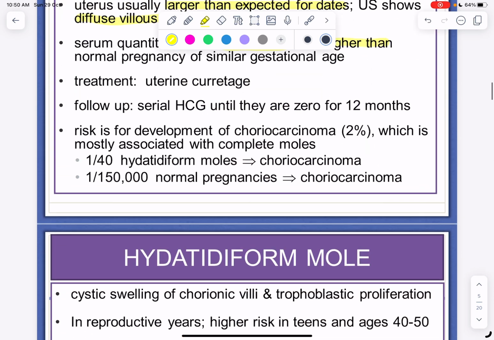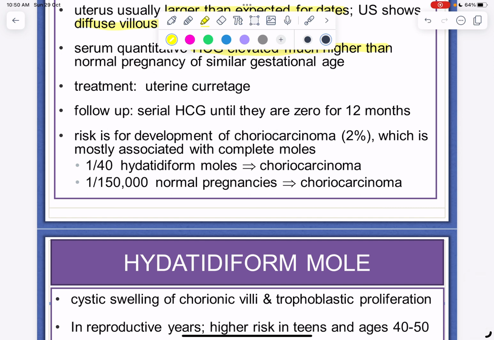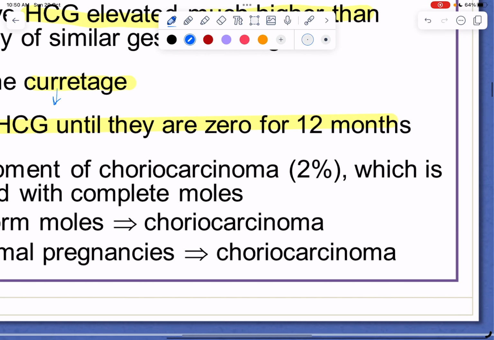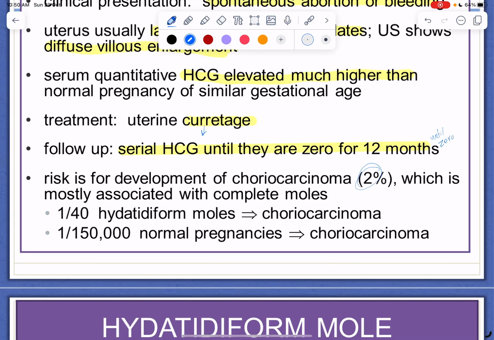The treatment of this hydatidiform mole is uterine curettage to take off all of this abnormal placental tissue. Follow up: you have to follow this lady with HCG for 12 months. After curettage, I will do serial HCG for them until it becomes 0. The risk for developing choriocarcinoma is up to 2.5%, which is mostly associated with complete mole.